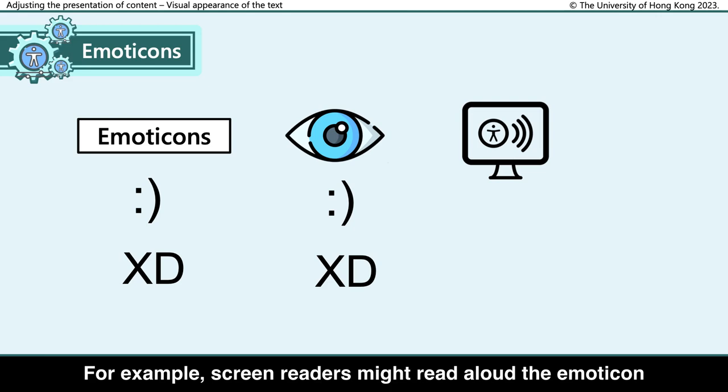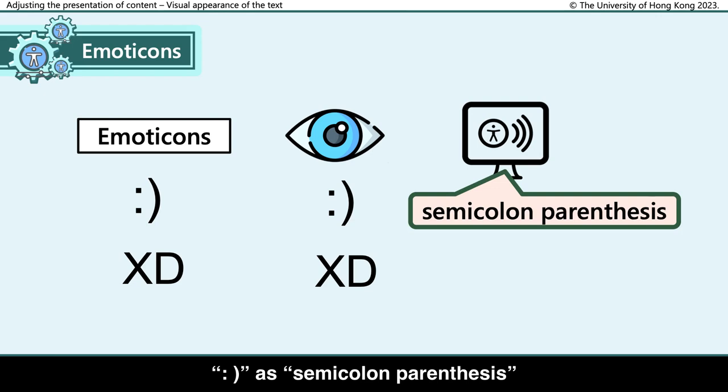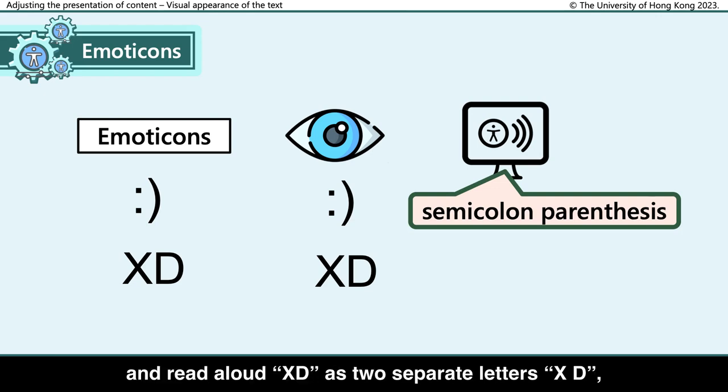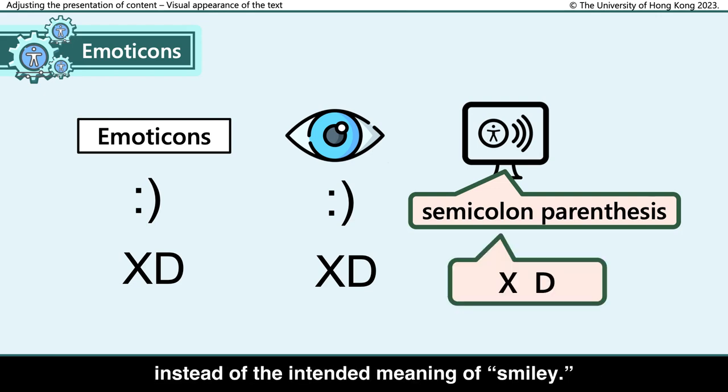For example, screen readers might read aloud the emoticon smiley as semicolon parenthesis, and read aloud XD as two separate letters, X D, instead of the intended meaning of smiley.